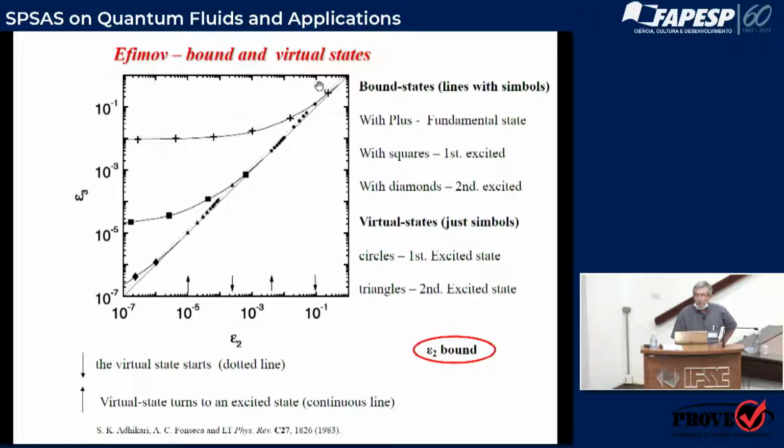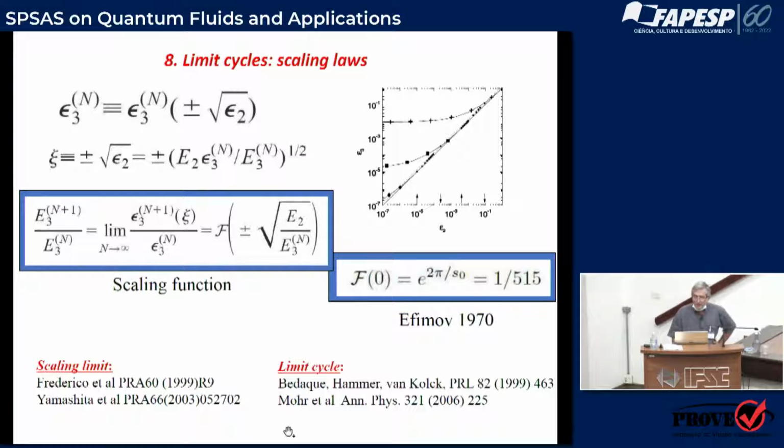Okay? You can also ask, but what happens when your epsilon 2 is not in the point that this Efimov trimer appears? Where is this Efimov trimer? It is a virtual state. This was discovered long ago by Lauro Tomio, Adhikari, Fonseca. Yes, I think I mentioned here. Okay, so now we see that there are limit cycles. So there are scaling laws. And this is the way we see the physics. We don't put a three-body parameter, but we correlate observables to observables.